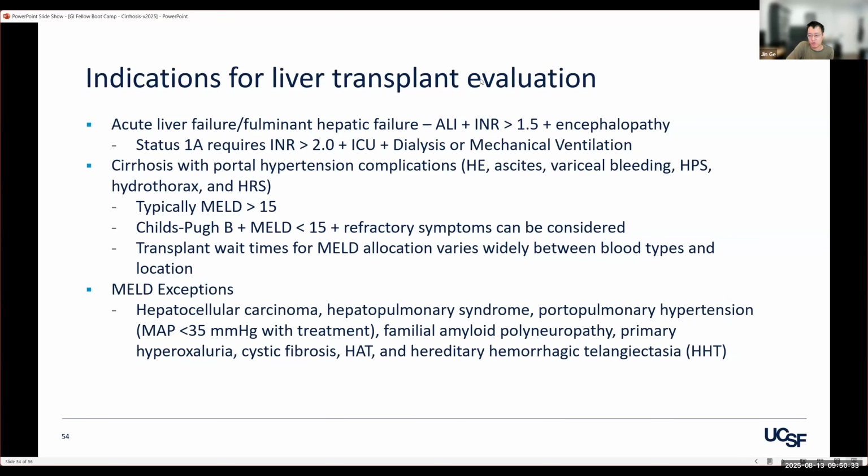And this is just to go through indications for liver transplant evaluation: acute liver failure, as presented in the last presentation; cirrhosis or portal hypertensive complications, which we're talking about as HE, bleeding, hepatopulmonary syndrome, hydrothorax, hepatorenal syndrome; a MELD typically above 15 or Child-Pugh score, or MELD less than 15 and refractory symptoms. And then MELD exception points, where you're thinking about HCC, HPS, portopulmonary hypertension, amyloid, cystic fibrosis, and also HAT and HHT.